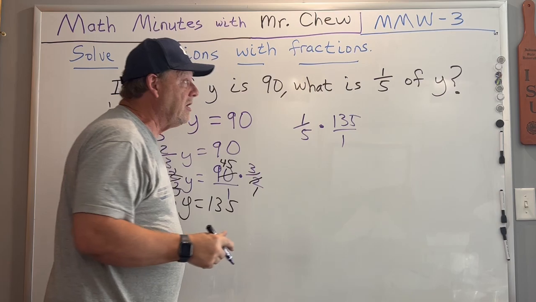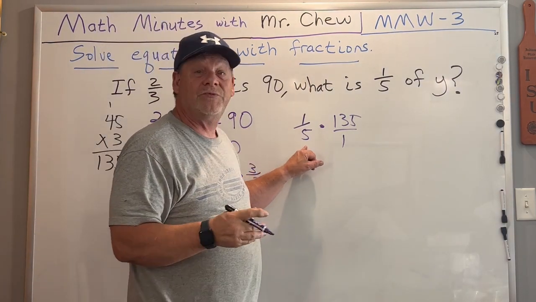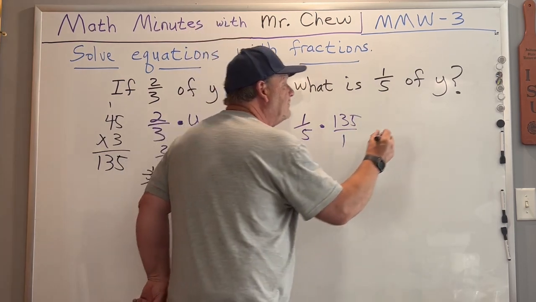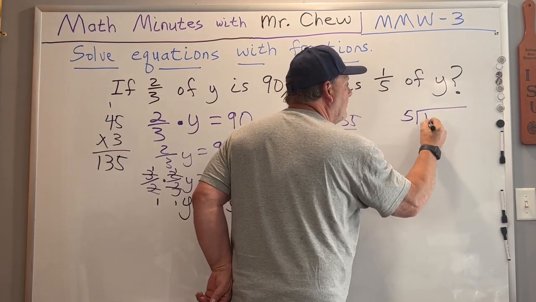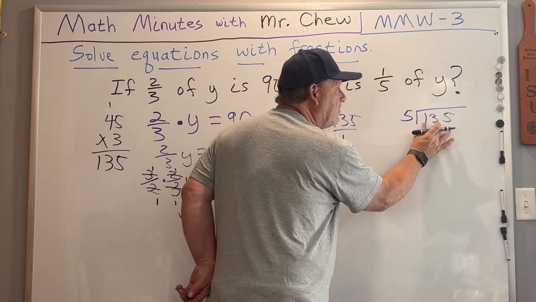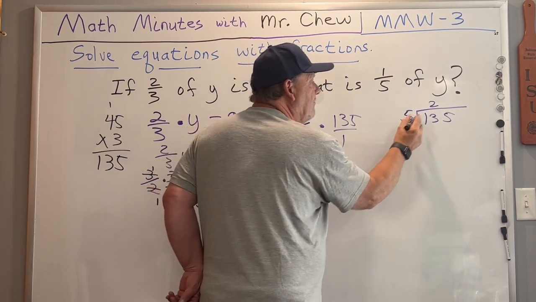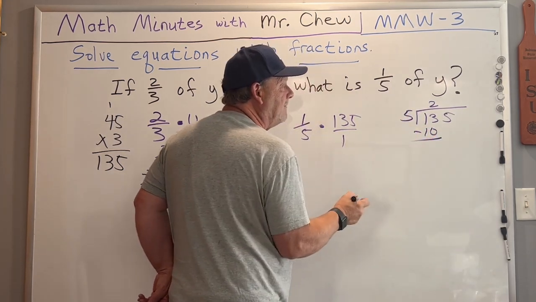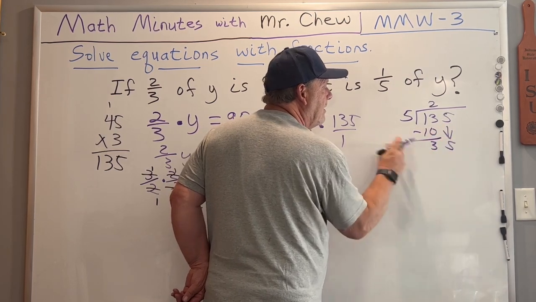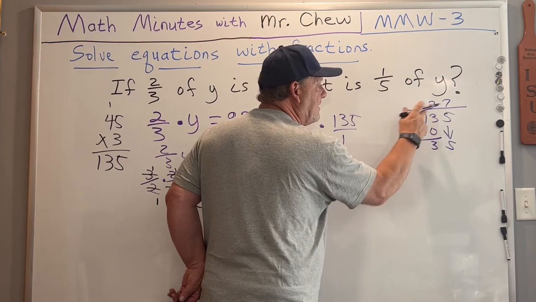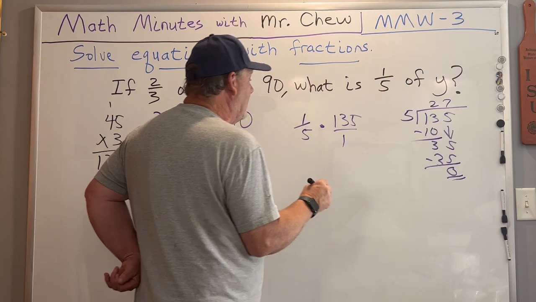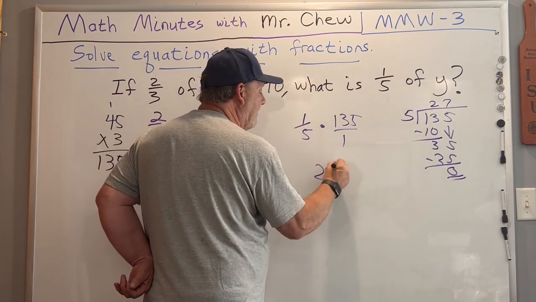Is there a common factor here? Yes, there's a common factor of 5 because the 5 divisibility rule is if it ends in 5, it's divisible by 5. So let's just long divide here and practice that. 5 cannot divide into 1, but it can divide into 13 2 times. 5 times 2 is 10. I subtract that. 10 from 13 is 3, and I carry my 5 down. And 5 goes into 35 7 times. 7 times 5 is 35. The 0 means it terminates, so my answer is 27. So 27 is my answer.